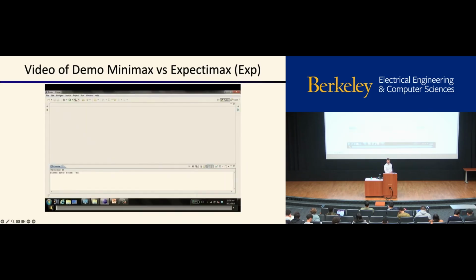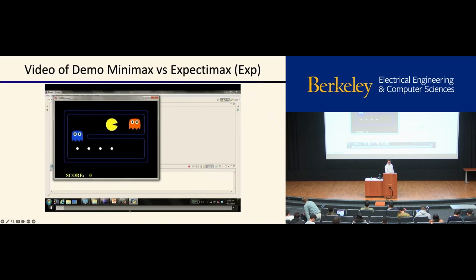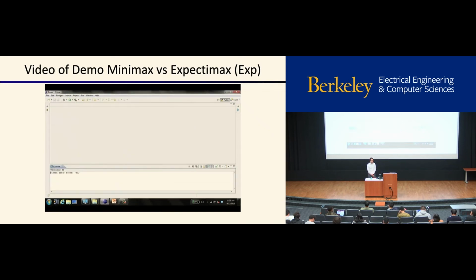Okay, so what if Pac-Man decides, I'm just going to be a little bit more optimistic. Maybe I'll move to the left. We don't know where the blue ghost is going to go, right? The blue ghost could be acting randomly. It might still go up, in which case we're still screwed.